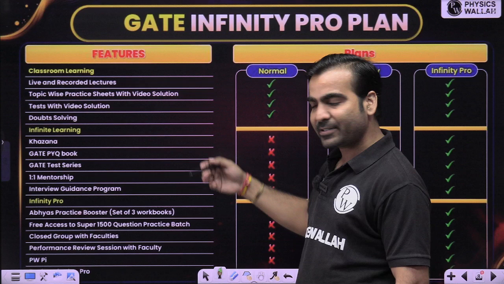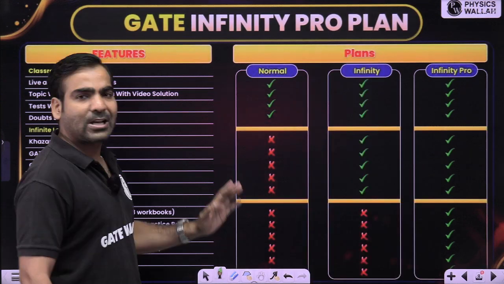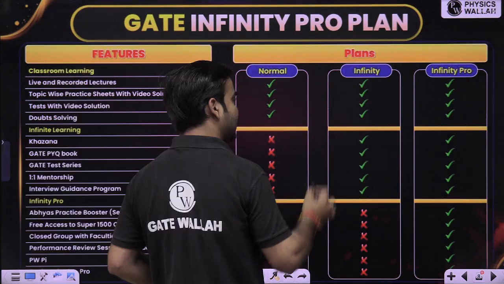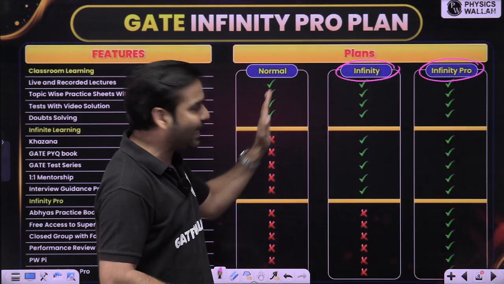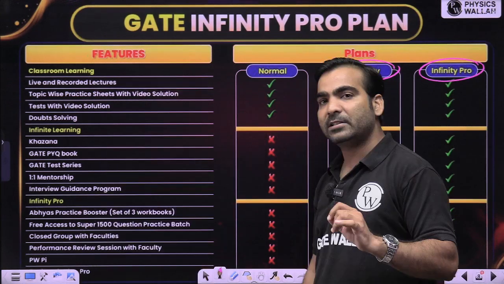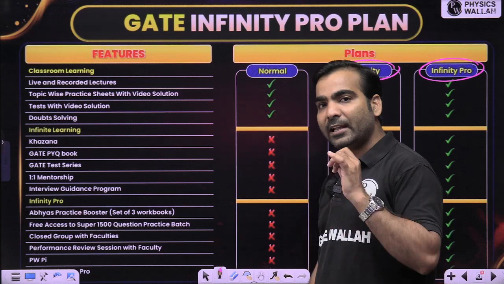What do I mean by that? I am really interested if students go for the Infinity batch. It is recommended by me, Infinity batch, or you can go for Infinity Pro. This depends on your choice, but compared to normal, I recommend at least going for Infinity, or you can go for Infinity Pro, no doubt, because Infinity Pro has additional features compared to Infinity, and Infinity compared to normal. But in Infinity, at least we have the important feature that I like most at PW, that is Khazana. So I am discussing one by one.